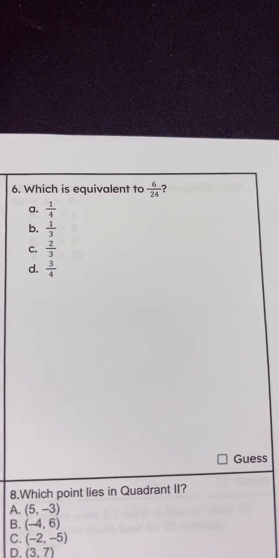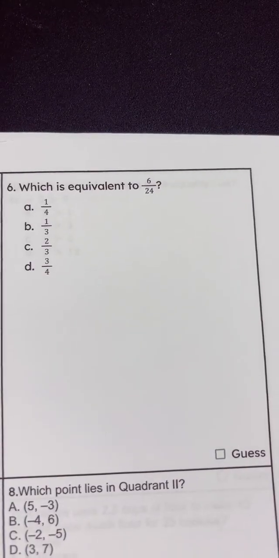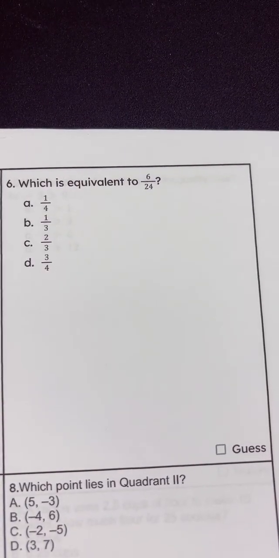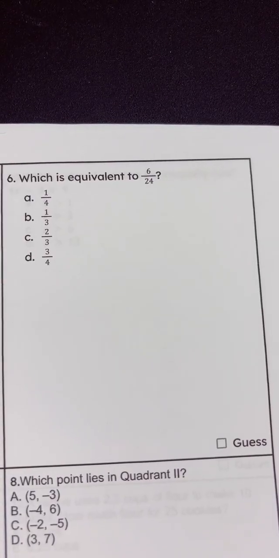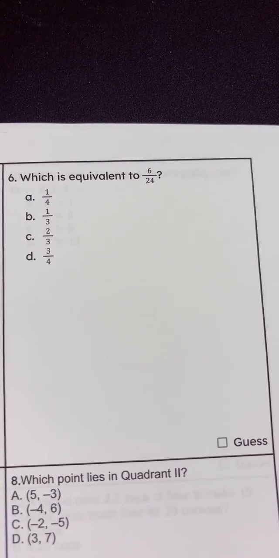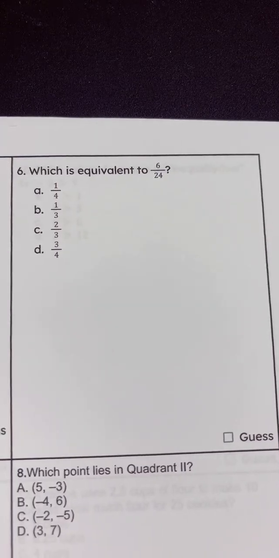All right. Let's go to the next. Which is equivalent to 6 over 24? Remember, equivalent means equal to. Are we getting A, B, C, or D? Devon, thank you for the rose. Thank you, thank you. Thank you for the roses.